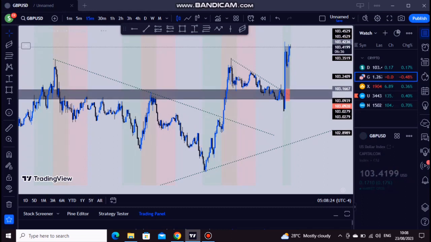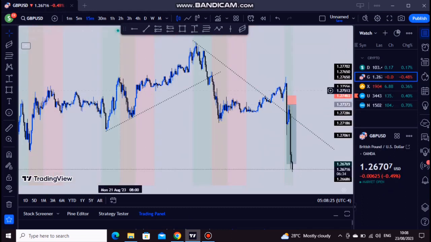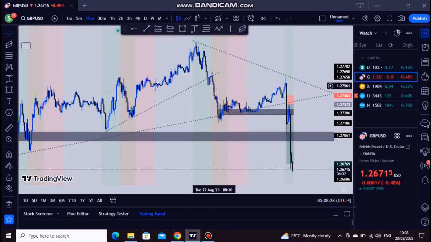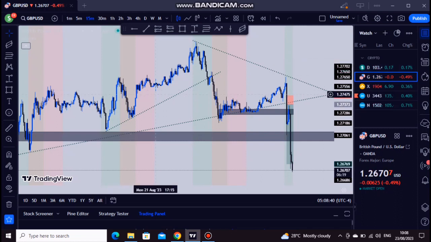And let's go to GBP USD. When did we get that breakout? This is when the proper breakout happened, around 8:30, around this point. That one is a break to the upside, while this one is a break to the downside. That's why I said it is opposite.